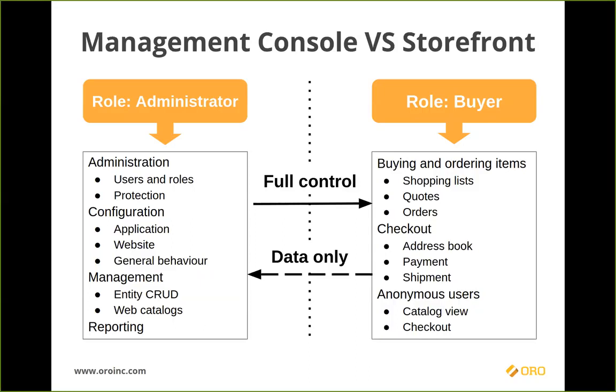On the storefront, the buyer or the customer can only buy and order items, and he has access to only a limited number of features or entities. So these are products, prices, shopping lists, RFQs, quotes, orders, and a couple more, which we're going to check in scope of this training. But in general, the main idea is that they have limited permissions, limited access to the features, and the only thing which they can do is change the data.